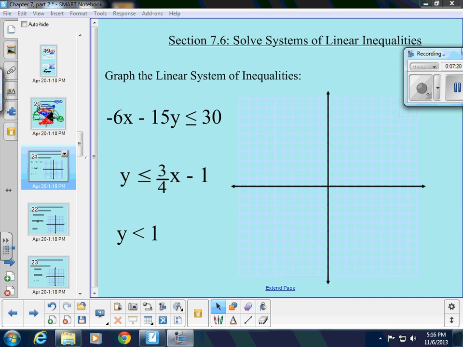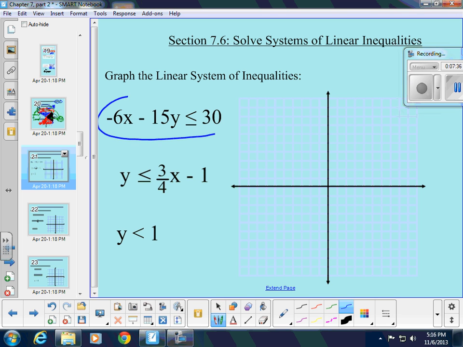We'll do just one more example here together and show a system where maybe there's even 3 inequalities. There could be 3, there could be 4, you never know. In this case, there's 3 inequalities we have to graph and try to find the solution for this system of inequalities, all 3 of these together. So first of all, starting with that top one, negative 6x minus 15y is less than or equal to 30.